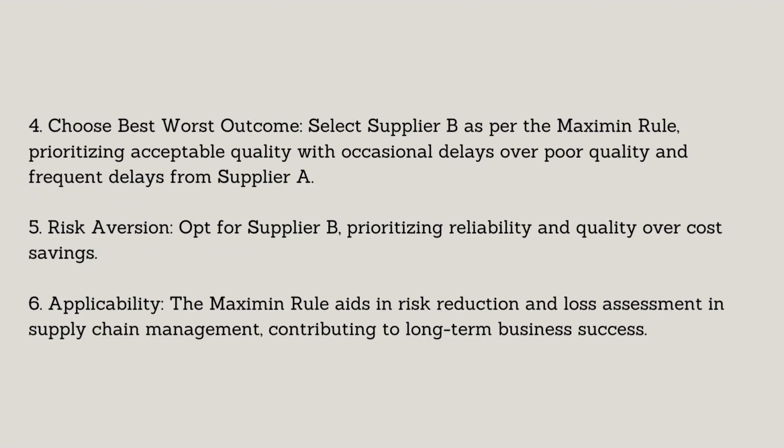And next, choose the best of the worst outcomes. If you use the Maximin rule, you will know that selecting supplier B is the best option. And number five, for risk aversion, if you use the Maximin rule concept, it will opt for supplier B because it prioritizes reliability and quality over cost saving. And lastly, applicability. The Maximin rule aids in risk reduction and loss assessment in supply chain management, contributing to long-term business success.